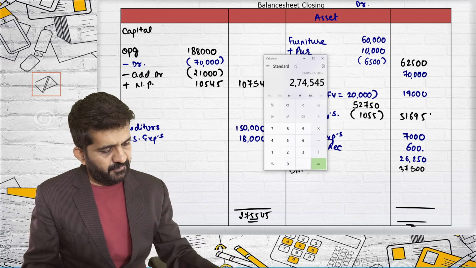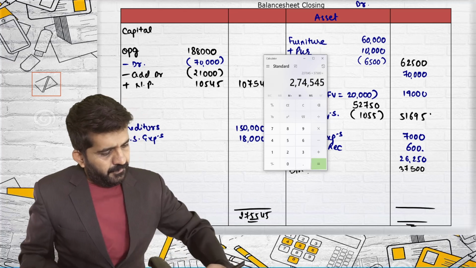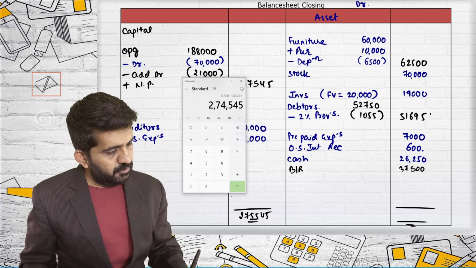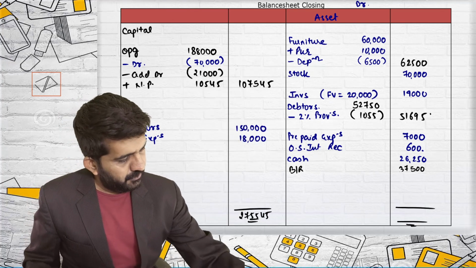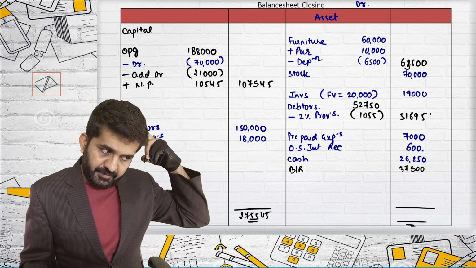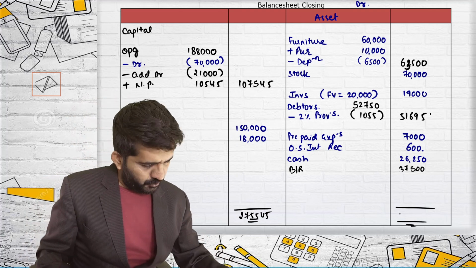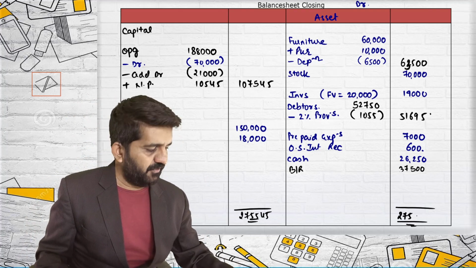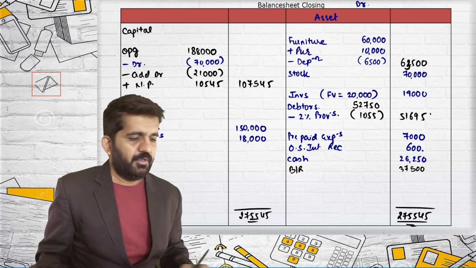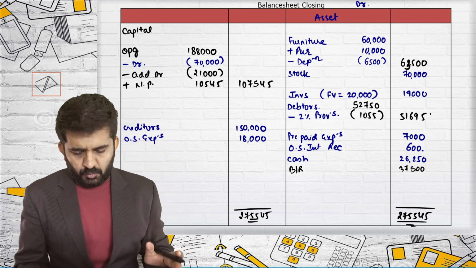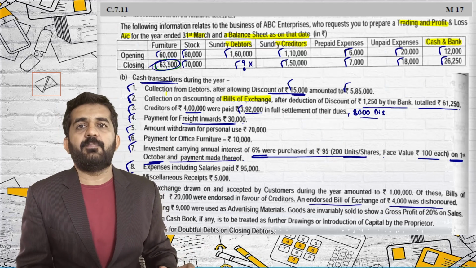It is 274,545. Where is 1,000 gone? Yes, here. There's a 63,500, right? It is not 62,500. So 1,000 will increase to 275,545. The balance sheet is tallied. This was question number C7.11.